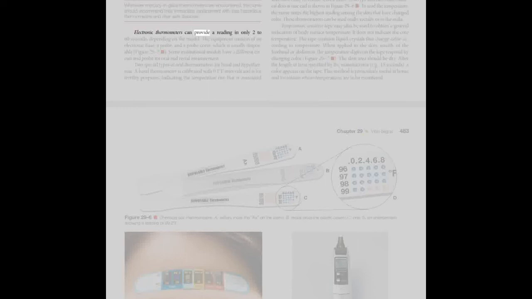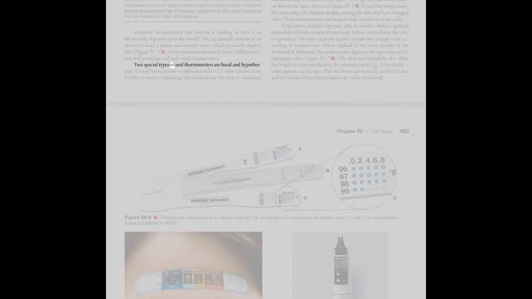Electronic thermometers can provide a reading in only 2 to 60 seconds, depending on the model. The equipment consists of an electronic base, a probe, and a probe cover, which is usually disposable, Figure 29-5. Some institutional models have a different circuit and probe for oral and rectal measurement.